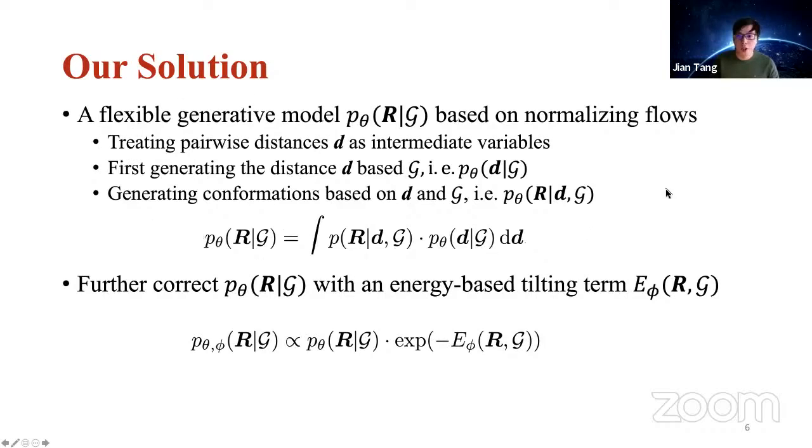So this is the first part of our model. And in the second part of the model, because sometimes this flow-based model is not perfect, we further try to modify this distribution with an energy-based tilting term E_phi(R, G). So this E_phi estimates the energy of the conformation based on a neural network. The final distribution of the conformation conditioned on the molecular graph will be the flow-based model multiplied by, and also corrected by, the energy-based model. So I will give more details later.